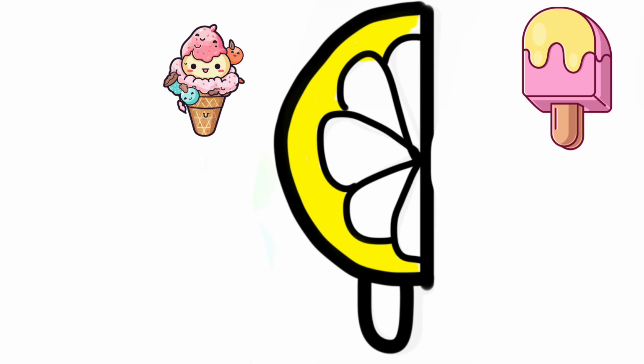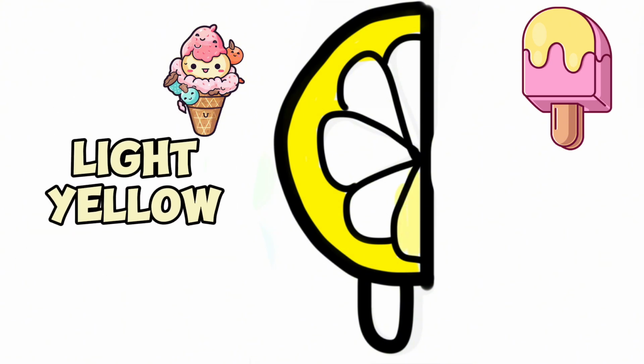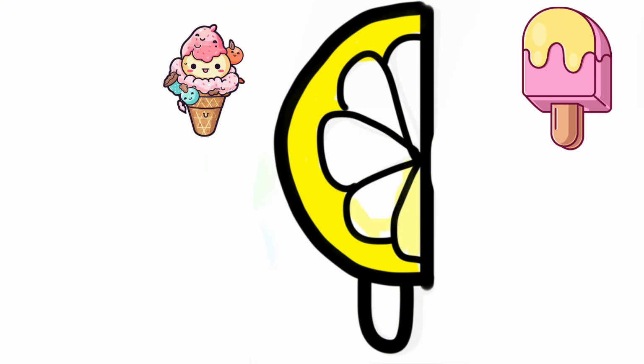Q is for queen, queen. R is for rabbit. Like rabbit, yellow. S is for sun, sun. T is for toad, toad.